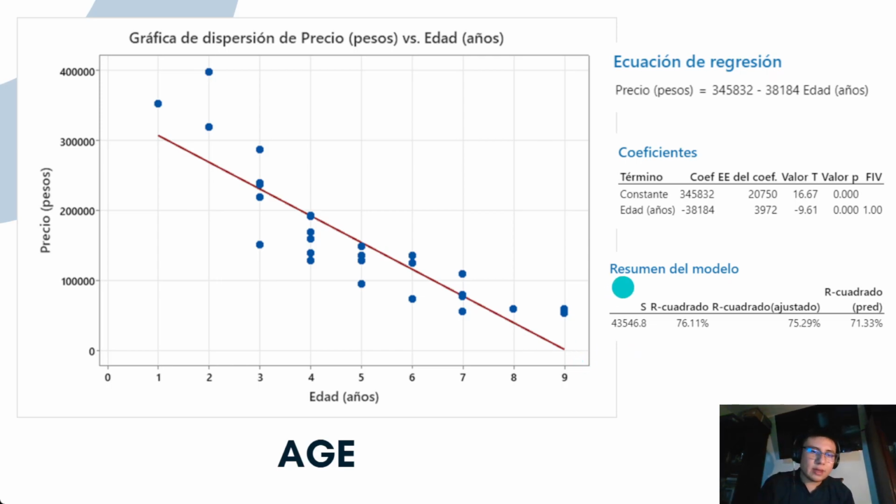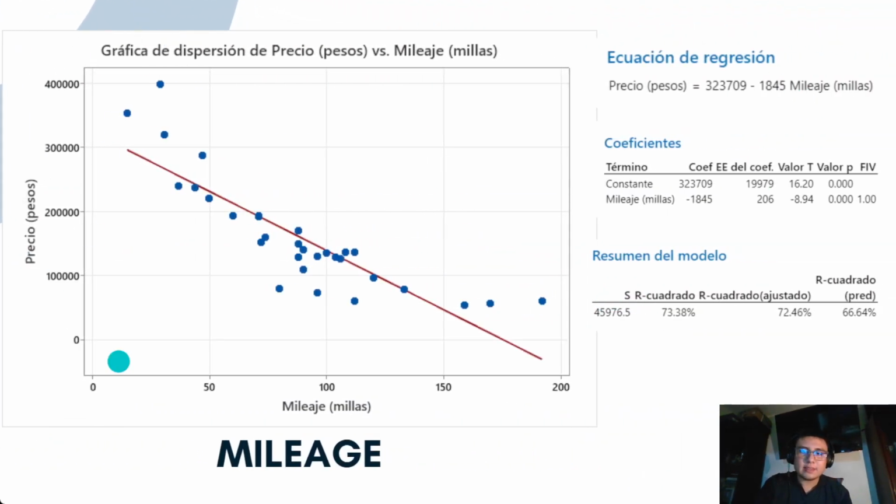We have the next graph, which is the mileage and the price. Again, the greater the mileage of the car is, the lower the price is going to be. Here the p-value, as you can see, is pretty low, so it's statistically very significant, and the R squared is about 73.38%, which tells us it is a good model to predict the price of the car.